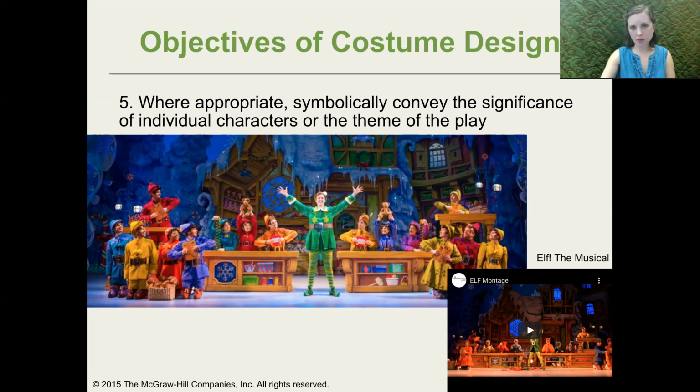We're going to watch a clip from Elf the musical, and you'll notice that most of the show, no one else wears green either. Even when he's the only one in an elf costume in New York City, that on its own makes him stand out, but he's also usually the only one wearing green.